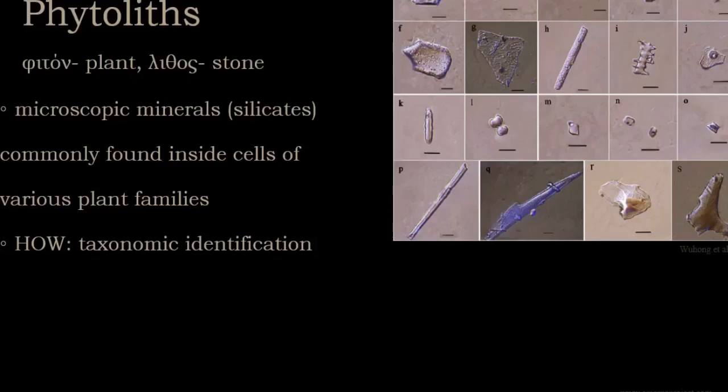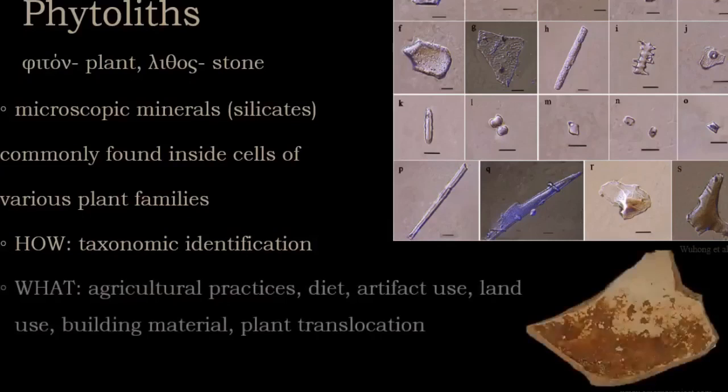analysis. They can be obtained from small soil samples, like from cores, like I explained for pollen grains, or they can also be extracted from residues on artifacts, pottery, house floors, and so on. So what can be concluded with the help of phytoliths? We can discuss agricultural practices and land use, diets, artifact use, building techniques, plant translocation, and so on.